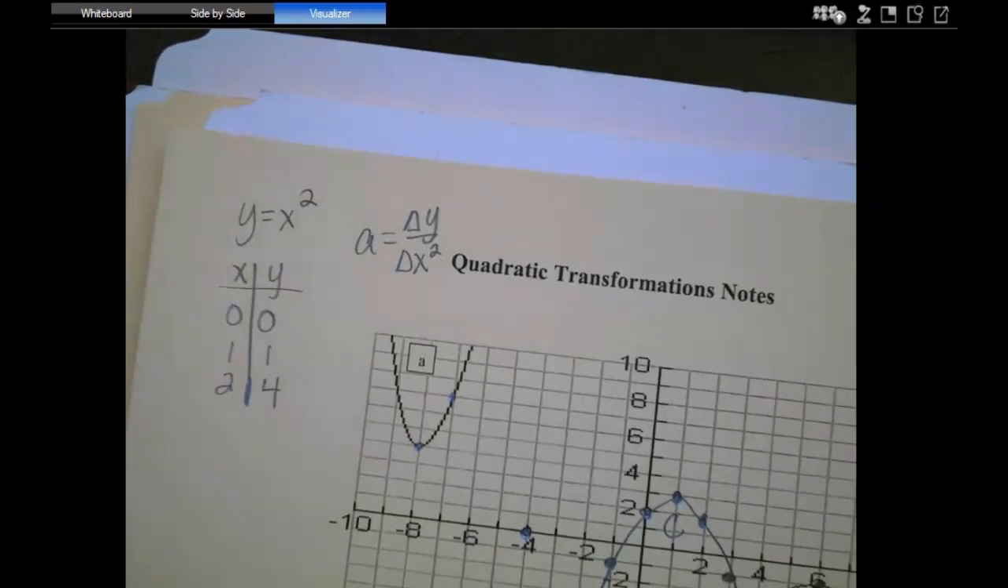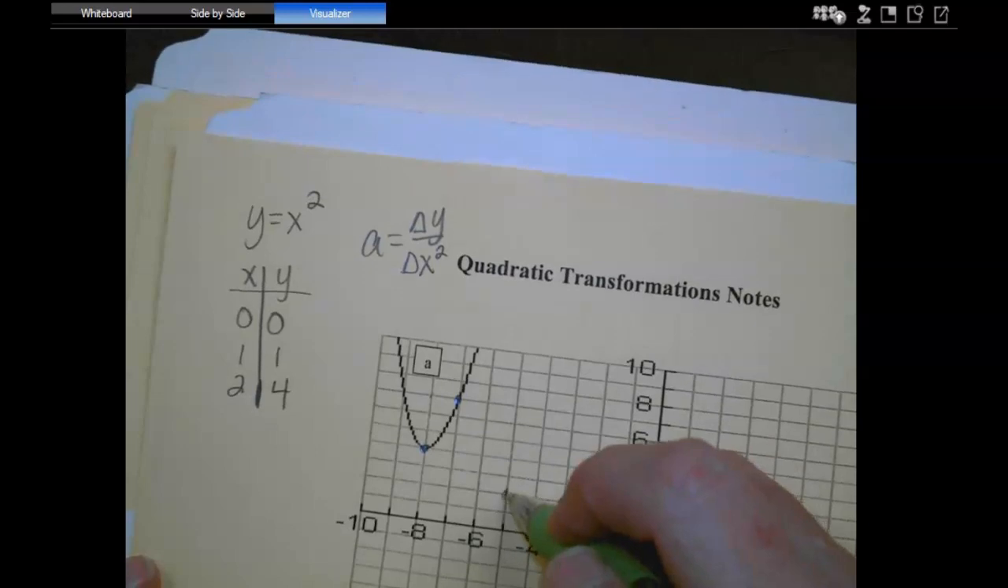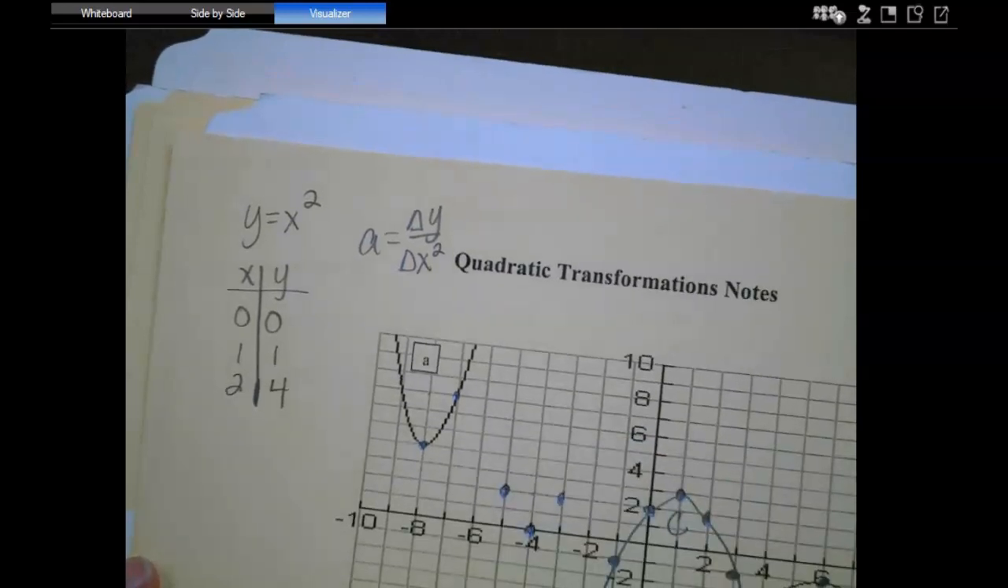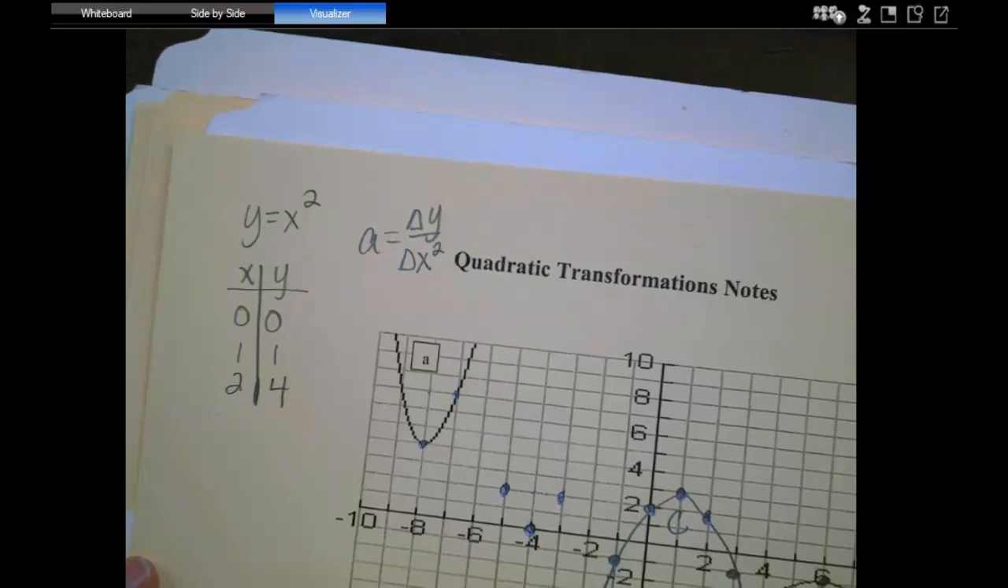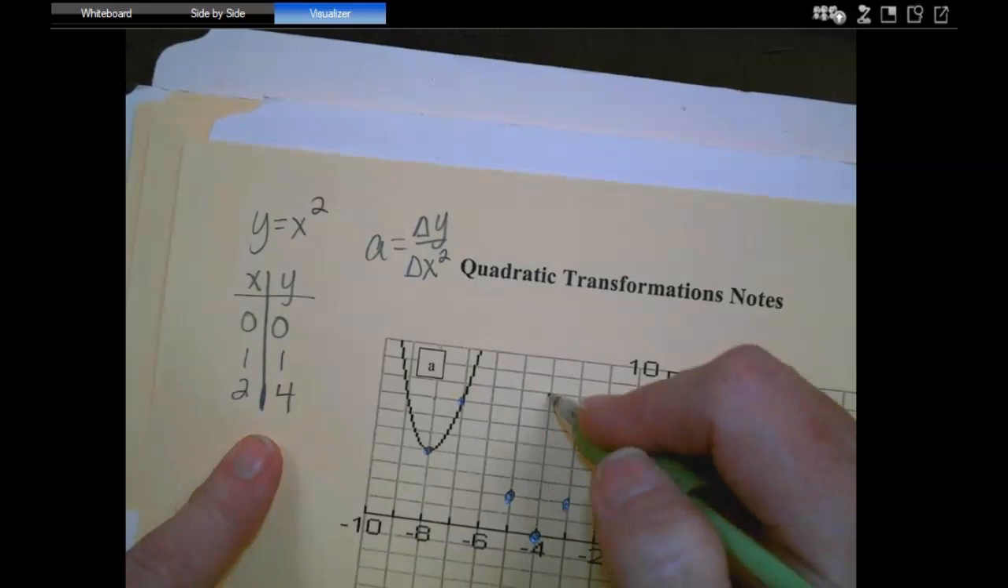So my first point would be 1, 1, right? I'm going to go up 2 over 1. Up 2 over 1. Because the 2 affects the Y value, right? It affects the Y value. So if I look at my next point, it's 2, 4. How many am I going to go up? I'm going up 8. You have to take the 4 times 2, right? So I'm going to go up 8 and over 2.